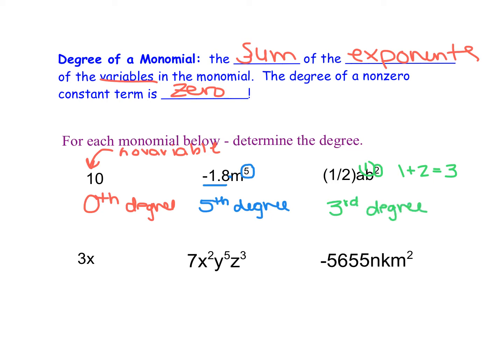Then if I look down here at the next example, what I notice is I have 3 times x, and I know that x has a power of 1, and that's the only variable there, so this is a first degree monomial. And then if I look at that next one, I see that I have 3 variables with exponents 2, 5, and 3. 2 plus 5 is 7, plus 3 is 10. So this is a 10th degree monomial.